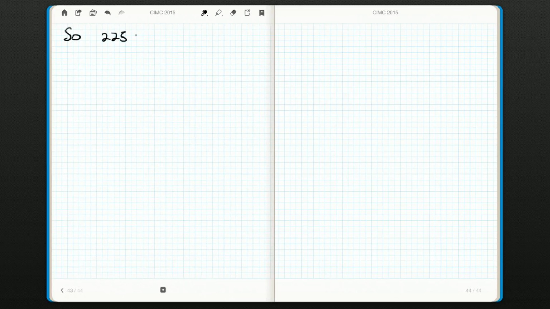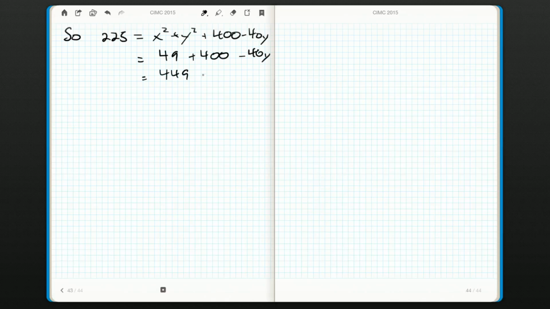So let's take that last equation, 225, and we're going to group the x and the y together. We also have 400, and we've got minus 40y. Oh, it's not even going to be quadratic, it's just going to be an actual y value. x squared plus y squared, we know it's 49. So we have 40 there, and minus 40y. So 449 minus 40y, that's great.